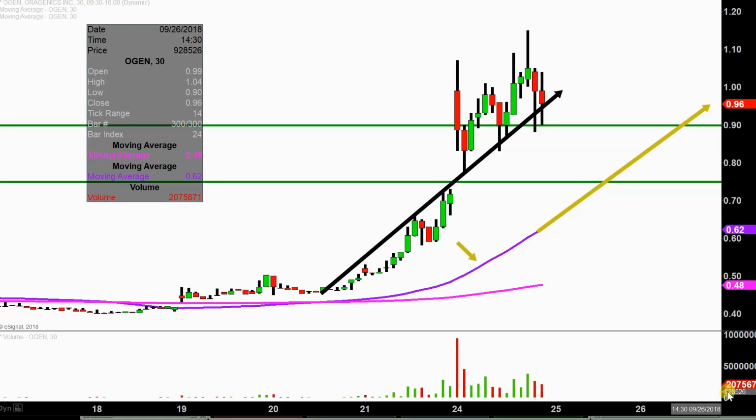Again, sure, staying above 90 cents, that would be great. But from the big picture of it all, as long as the price is above that purple line, the bulls 100% own the chart.